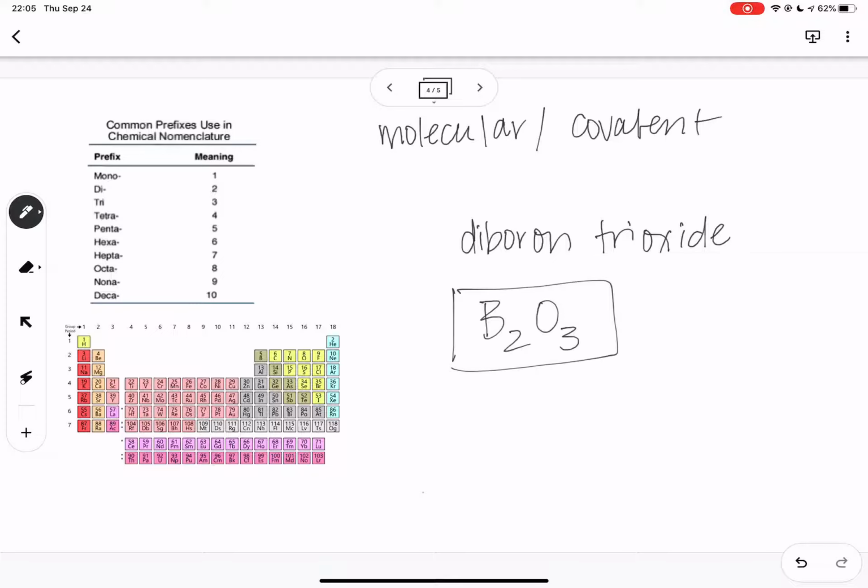Now, the biggest difference between ionic and covalent is that covalent or molecular compounds are always going to use these prefixes, and you cannot use mono first. For example, we all know what this is, CO2. What is that called? Carbon dioxide, not monocarbon dioxide. So even if there's only one atom of the first element present, that's understood. You do not need to use mono first. This is not monocarbon dioxide, it's just carbon dioxide. Okay?